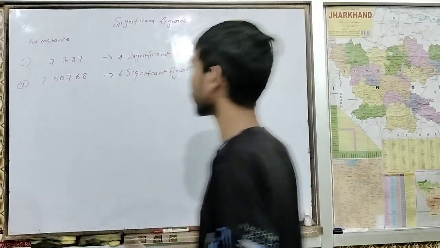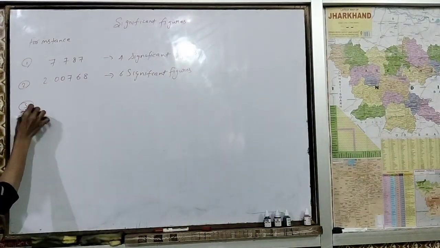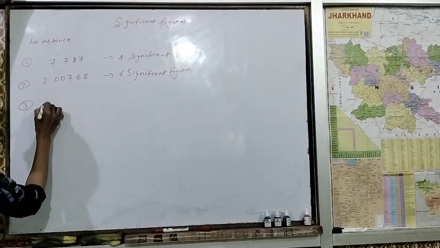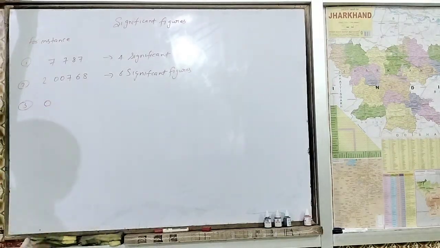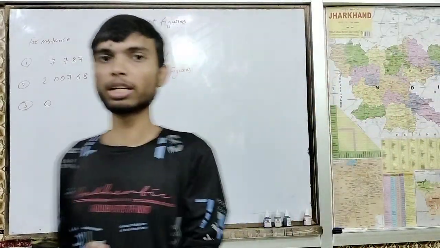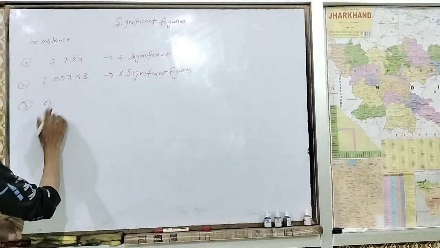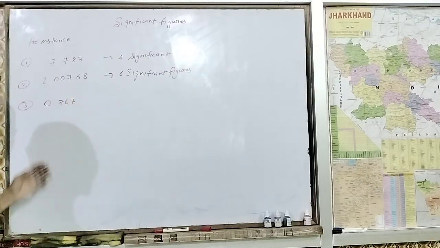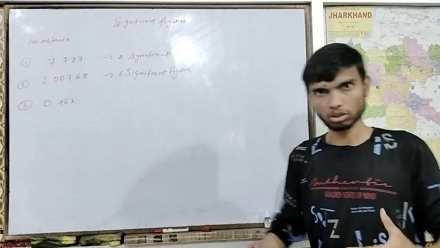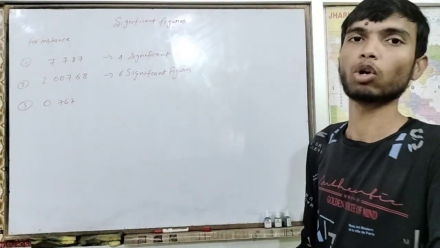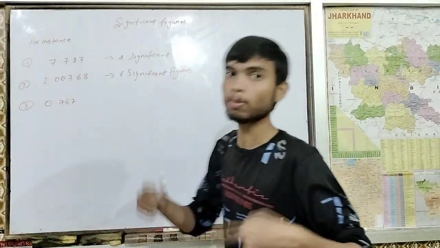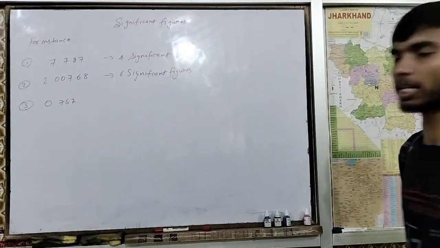Now next rule. Opposite of this. What if 0 is before the decimal? Then in that case what will happen? If 0 is before the decimal, 0.7... In that case, if zero is coming in the beginning, then that zero will not be valid for significant numbers. Okay, and these non-zeros will be valid for significant figures.